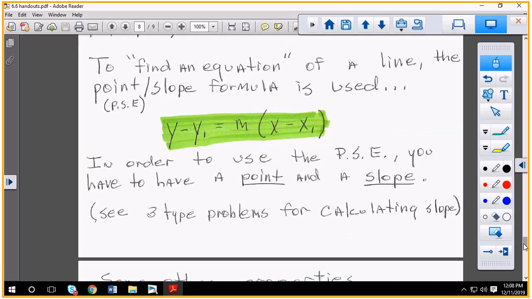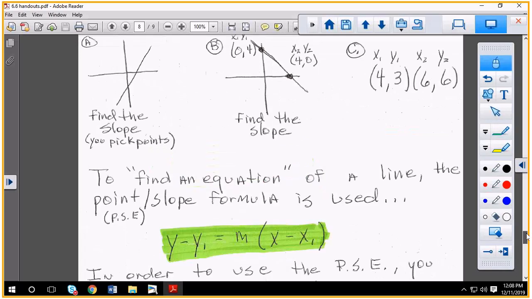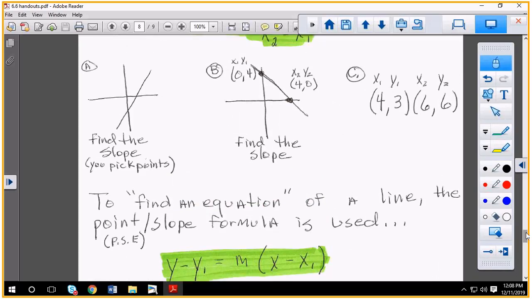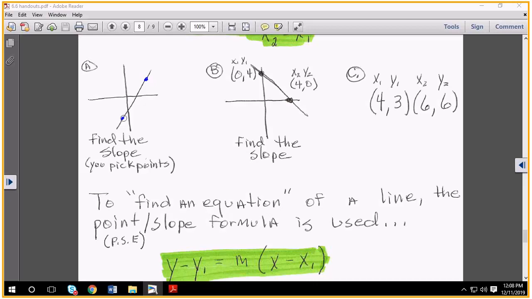To find an equation of a line, you use that equation. It's called the point-slope equation. And you use it with those same 3 type problems right above it. Those 3 right there. I'll just leave it right there. You're given a line and you find 2 points. Or you're given 2 points. Or you're given just the 2 points without a graph. And you find the slope and then you plug the slope in.